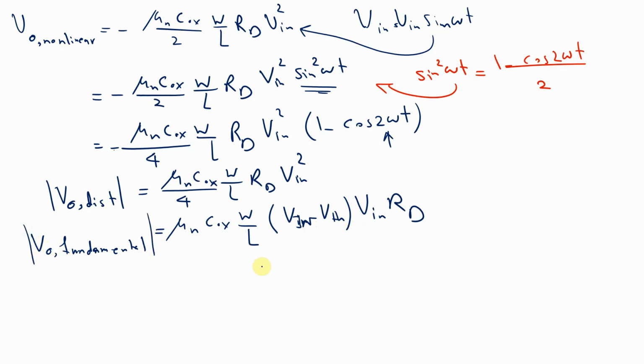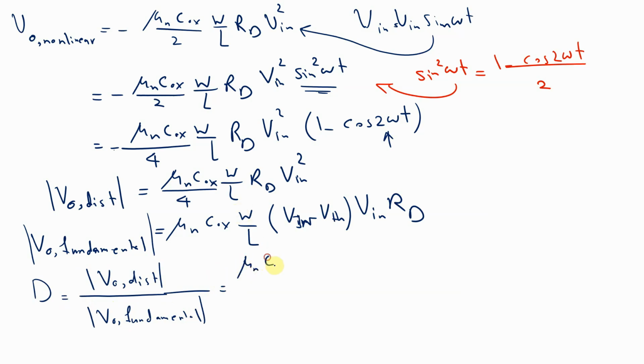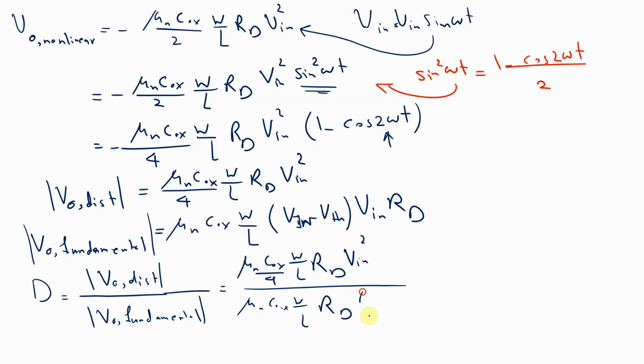Now we can calculate the distortion. What is the formula for distortion in here? The amplitude of VO distortion divided by the amplitude of VO fundamental. So here we have these ones: mu n C oxide W over L divided by 4 RD V in to the power of 2, divided by mu n C oxide W over L RD (V in minus V threshold) times V in.